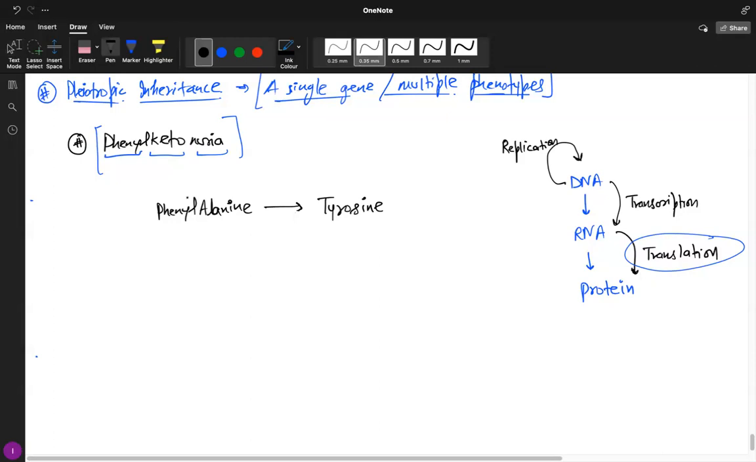Phenylalanine converts into tyrosine in the body. And for this conversion, there is an enzyme which is important.